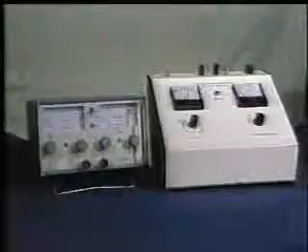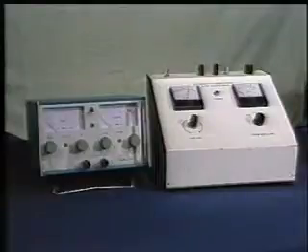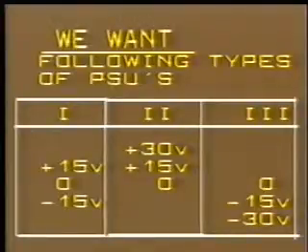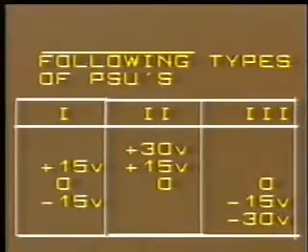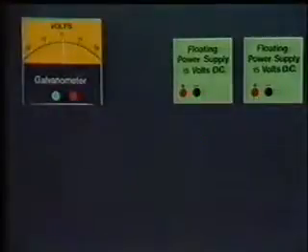Such power supplies are often interconnected to obtain a multiple output supply. Let us take an example. With two 15 volt floating power supplies, we can make 3 different power supplies. Let us see how we can obtain these voltages. Let us connect the common terminal as shown.